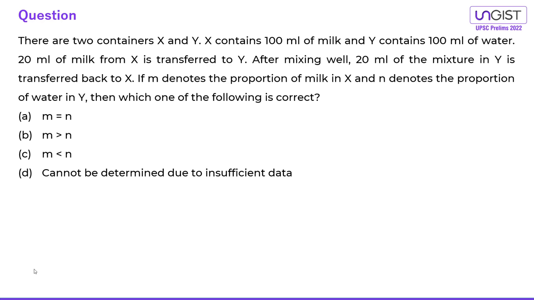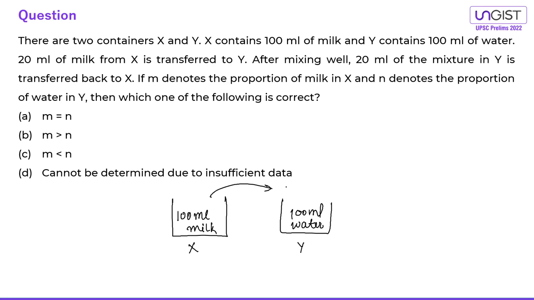There are two containers X and Y. X contains 100 ml of milk, and Y contains 100 ml of water. 20 ml of milk is transferred from X to Y. This is X and this is Y, with 100 ml of milk and 100 ml of water. 20 ml of milk is transferred to Y and mixed well, and after mixing, 20 ml of Y is transferred back to X.